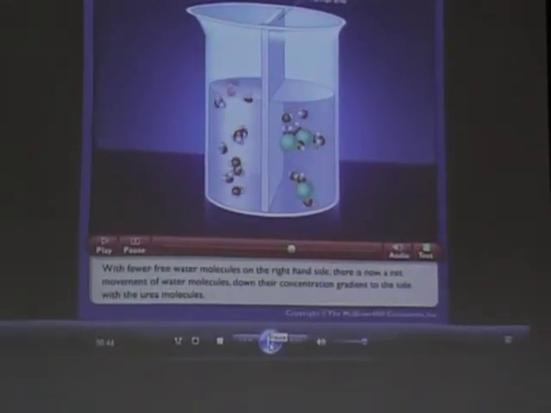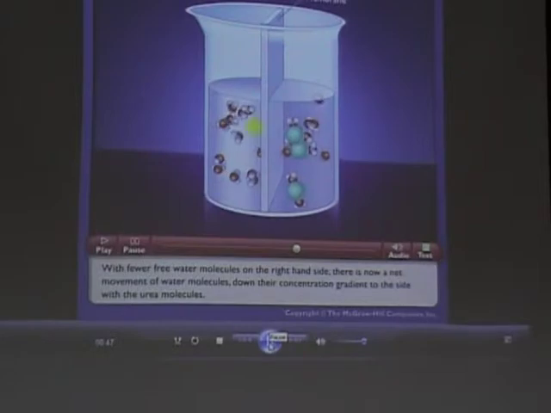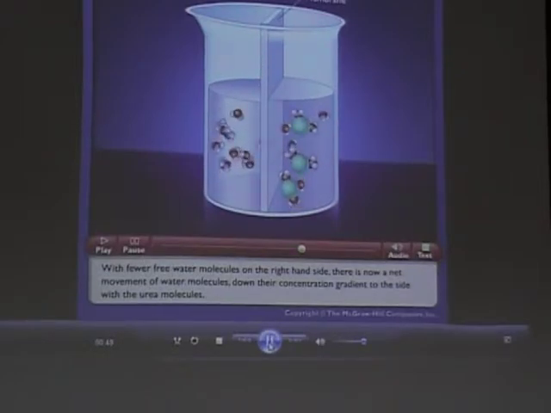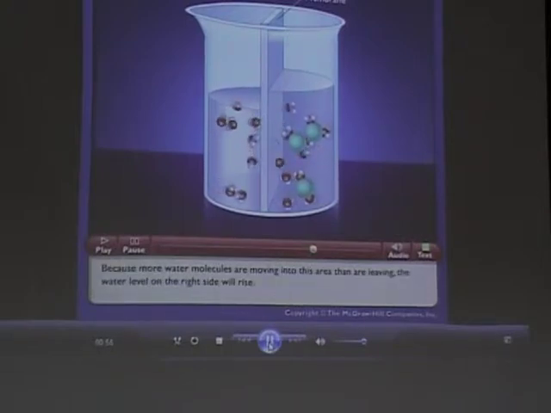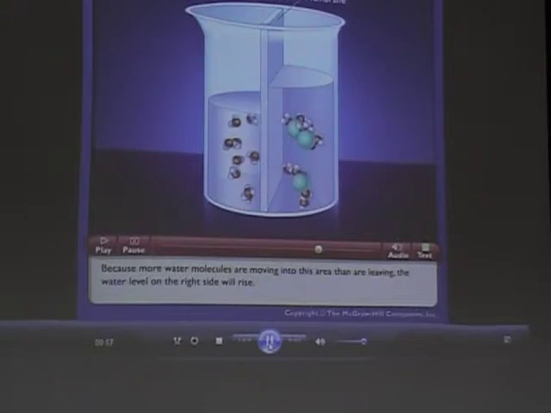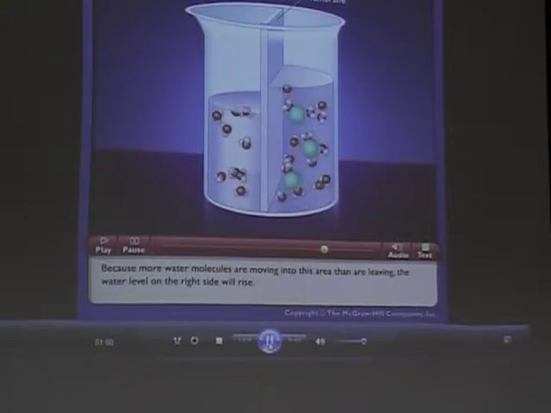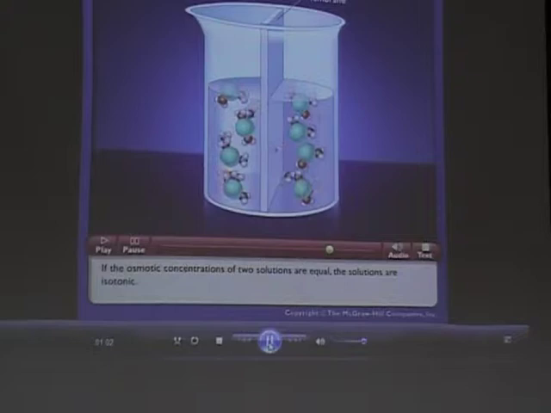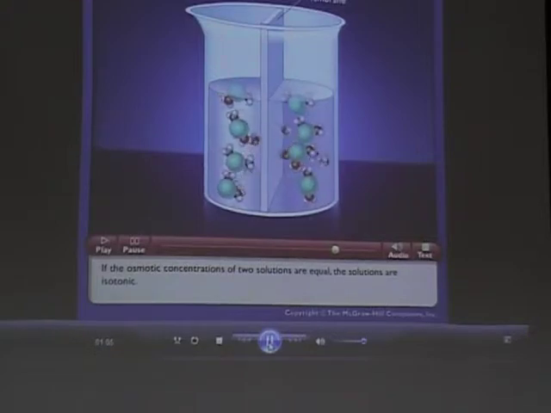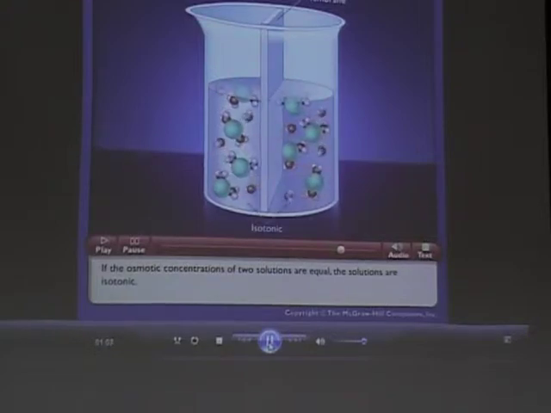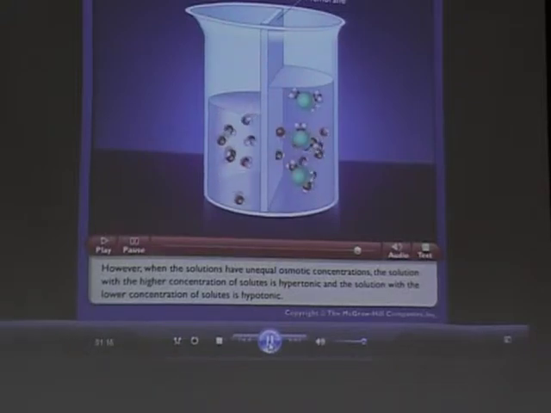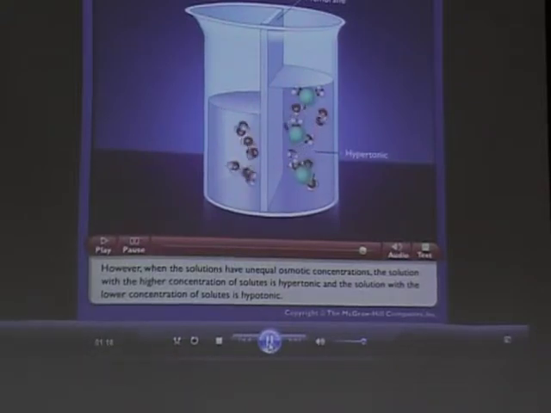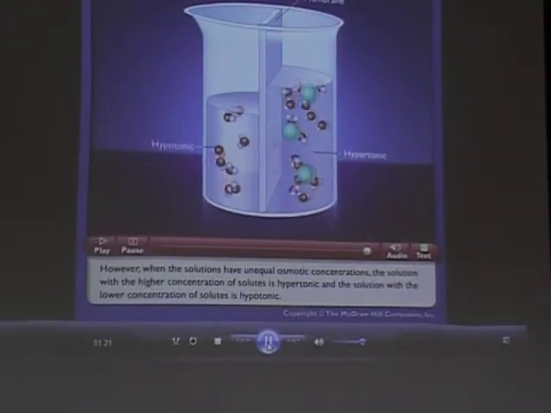With fewer free water molecules on the right-hand side, there is now a net movement of water molecules down their concentration gradient to the side with the urea molecules. Because more water molecules are moving into this area than are leaving, the water level on the right side will rise. If the osmotic concentrations of two solutions are equal, the solutions are isotonic. However, when the solutions have unequal osmotic concentrations, the solution with the higher concentration of solutes is hypertonic, and the solution with the lower concentration of solutes is hypotonic.